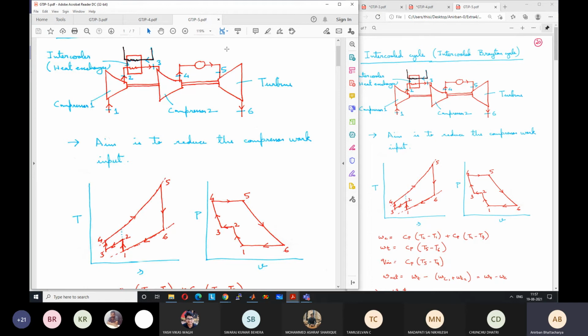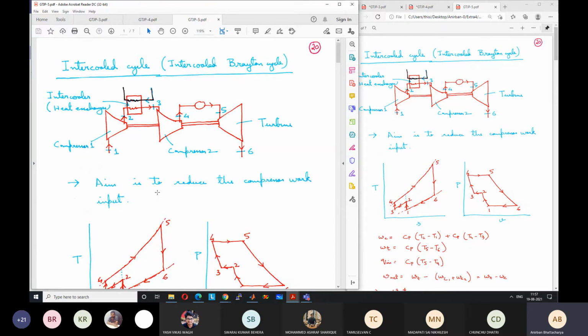The other part is similar to the simple Brayton cycle. From 4 to 5 there is constant pressure heat addition, and from 5 to 6 there is isentropic expansion. This is how the device looks. The cooling from 2 to 3 occurs in an intercooler, a heat exchanger where the cooling occurs by using some ambient fluid like water.